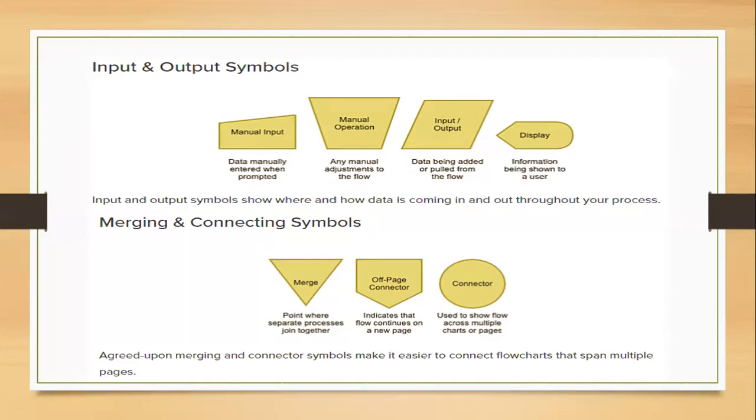So these are some symbols that represent whether the input is given, whether the output is given, whether data is being displayed or not, and whether the operation is done manually or computerized. So these are the previous symbols. Next thing is merging and connecting symbols.